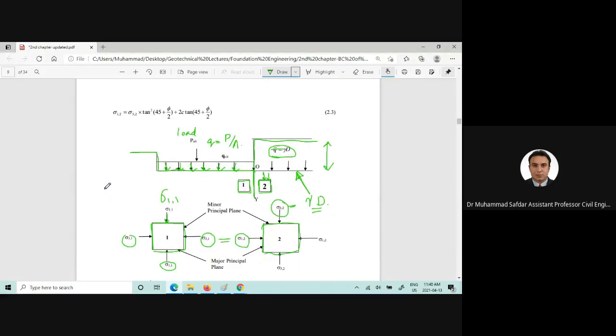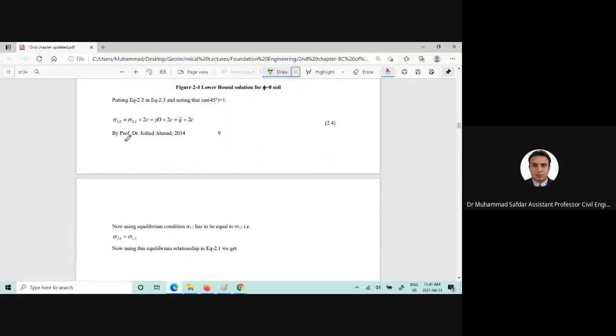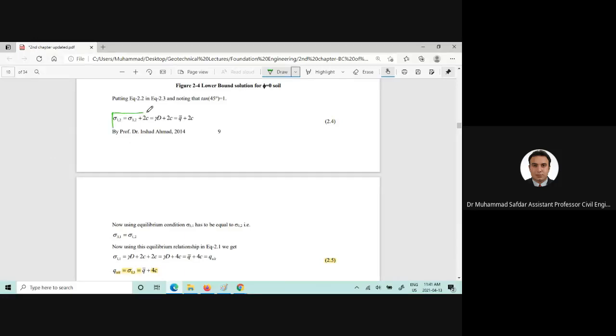Now if you want to find out the sigma 1 2, which is the lateral earth pressure exerted onto the element or the block 2, and if we simplify that with phi equal to 0, and then this term will be equal to 1, so we can come up with a simplified equation which says that sigma 1 2 is equal to sigma 3 2 plus 2c, or gamma into d, because sigma 3 2 is equal to gamma into d, and this is the equation q bar plus 2c.